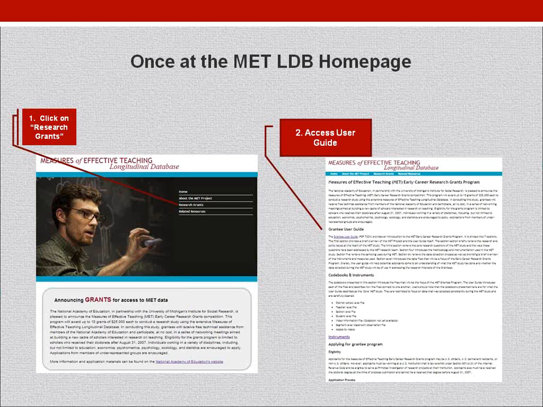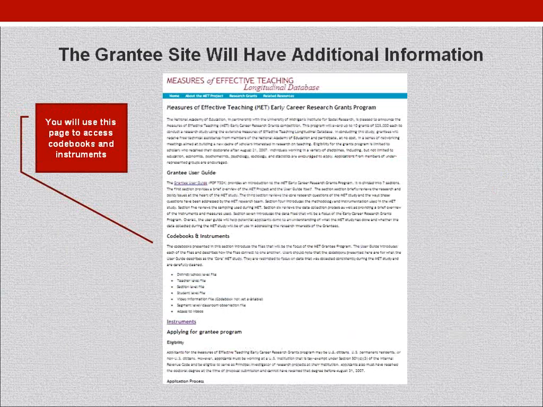Now, when you click the MET LDB linkage, or when you find it, you will come to the screen shown on the left-hand side of this slide. There, if you click on Research Grants, you come to the Grantee Program homepage, and you can access the user guide directly. As you can see on the right-hand side, there's a Grantee user guide section and a hot link right to the user guide. The Grantee site will have additional information useful for research planning as well.